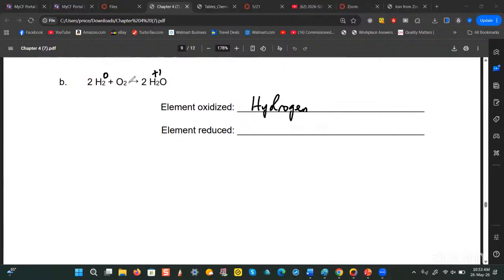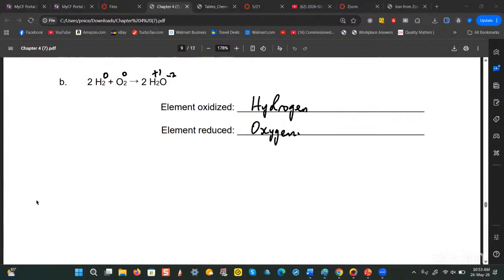And then that means that the oxygen here, which was 0 here and -2 here, is undergoing reduction. So therefore, it's oxygen that is undergoing reduction in this case. All right? Any questions about this one? Okay, moving along.